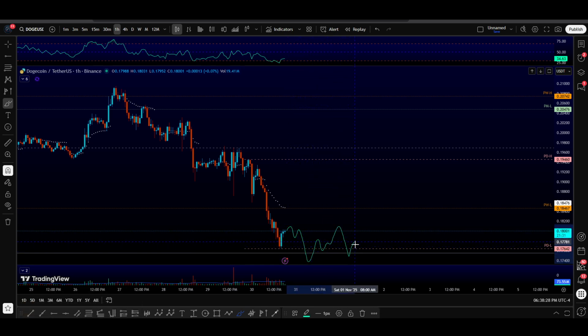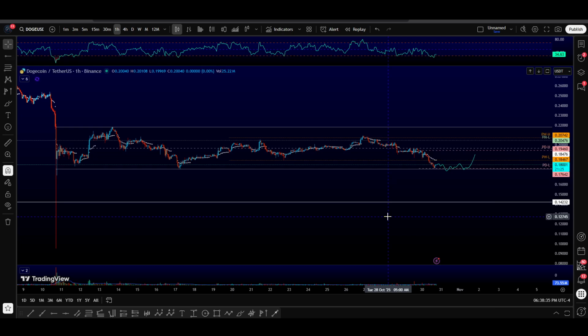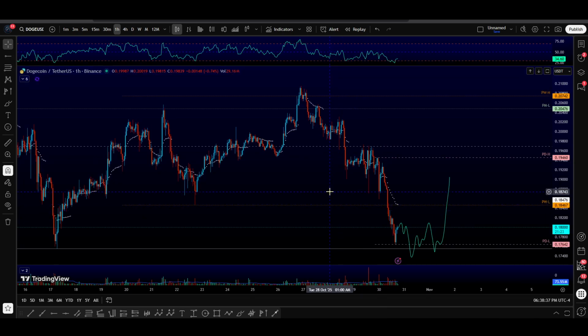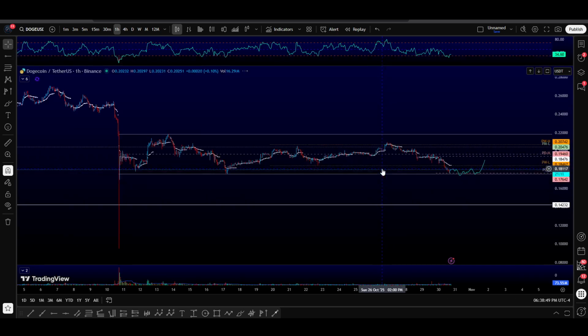Reclaim before moving higher, right? So it seems to make a lot more sense this way. So we'll see how this all plays out in the next couple days. I'm expecting these lows to get swept. Hopefully some buyers step in, and that'll be a very nice long trade to target the middle of the channel, which comes in at around 19.7 cents, right?